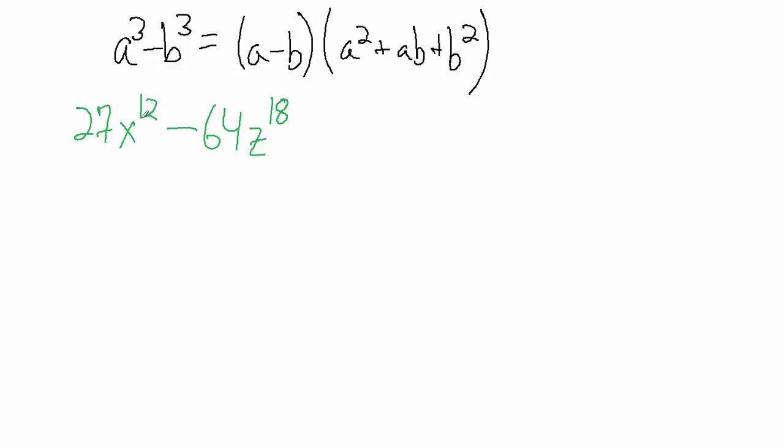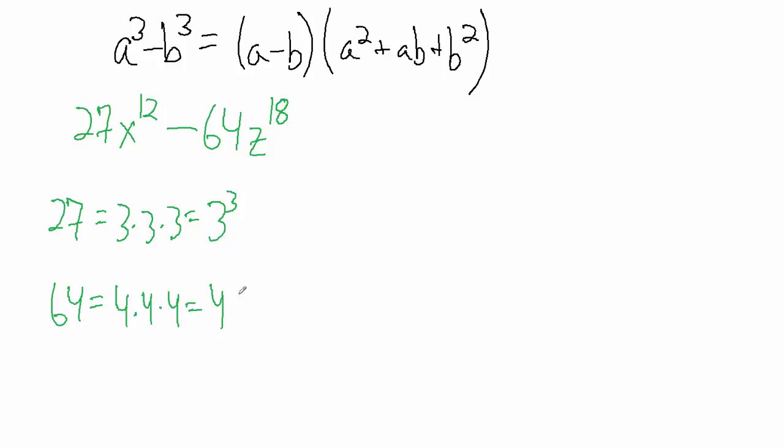Well, first we have to see what's being cubed. If we look at each term individually and determine what's being cubed, then we can find our a and our b. So in 27, we know that's 3 times 3 times 3, which is 3 cubed. And 64 is 4 times 4 times 4, which is 4 cubed.